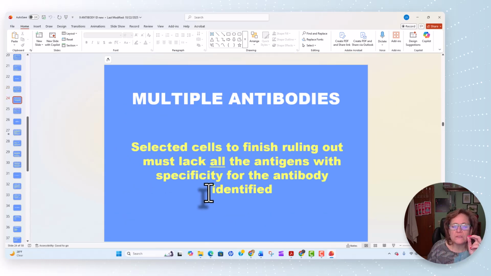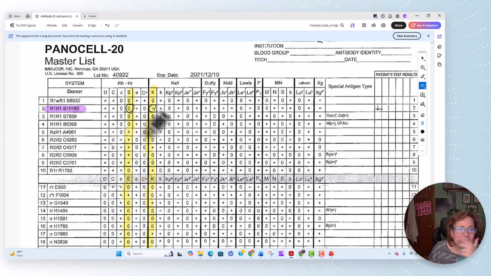If we have to rule cells out, we have to find cells that lack all the antigens for what was specified. So what that means is, let's just say I need to find one more Duffy. Let's just pretend I didn't get all my Duffies. I need to find one that's negative for big E and negative for K and positive for Duffy A. So that one doesn't work. Negative, negative, positive right here. So here I could run this one if I needed to prove it out because it's negative for the two cells that are causing the problem. So if I ran that cell, it would be a negative here.